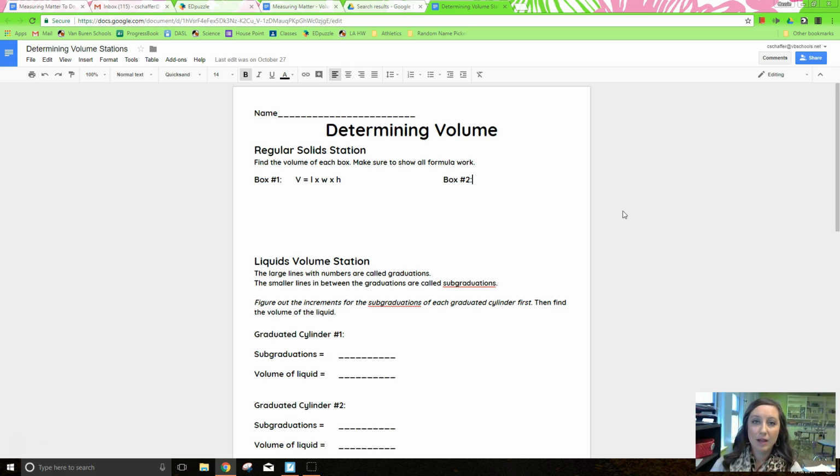It's going to make sense why I'm making you show the formula work now for volume when we get to density, because eventually we're going to be working with a lot of different formulas. So if you have any questions, make sure you let me know.